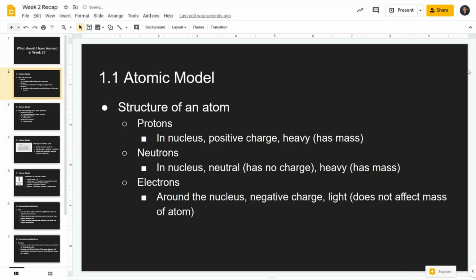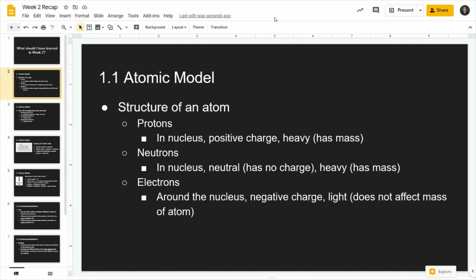In 1.1, you should have talked about the structure of an atom. So atoms have protons, neutrons, and electrons. A proton is in the nucleus. It has a positive charge, and it is a heavy particle, so it has mass. So it can affect the mass of our atoms if I change it. We have neutrons. Those are in the nucleus. Those have no charge. They're neutral, and they also have mass.